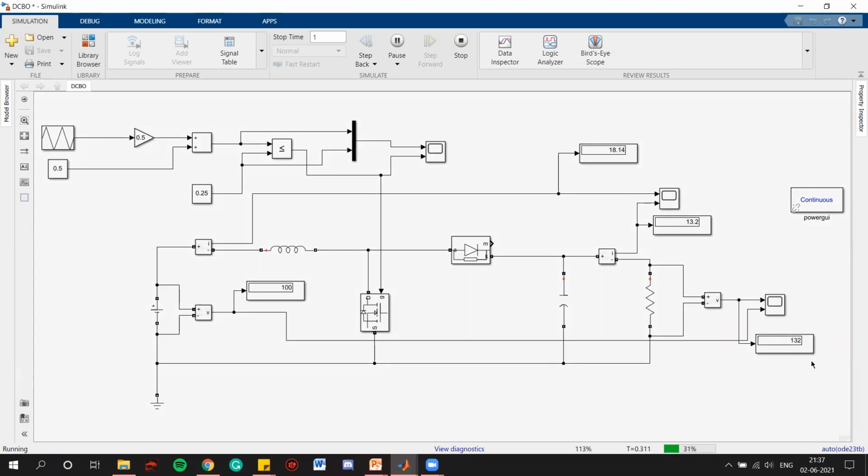So for 25%, we are getting around 130 or 132, right? So we can say that for 25%, we are getting 131, 132. For 50%, we are getting almost double, that is 195 to 200. And for 75% duty cycle, we are getting near about 400 volts in this DC to DC boost converter.